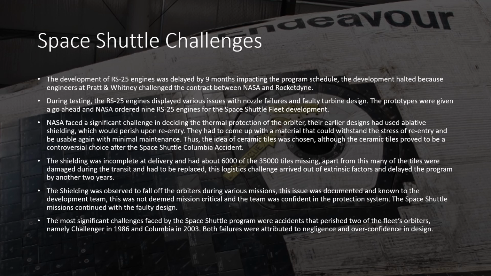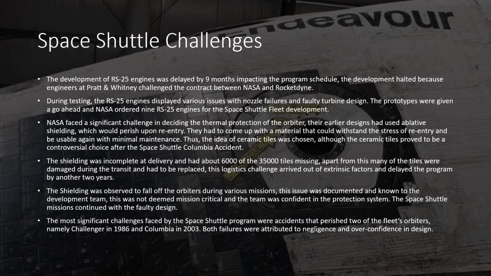NASA faced a significant challenge in deciding the thermal protection of the orbiter. The earlier designs NASA used were ablative, meaning that they would perish upon re-entry into the atmosphere under the stresses of heat and temperature. They had to come up with a new material that could withstand the stress of re-entry and still be cost-effective to be used on a reusable orbiter. NASA chose to go with ceramic tiles, although ceramic tiles proved to be a controversial choice after the Space Shuttle Columbia accident.